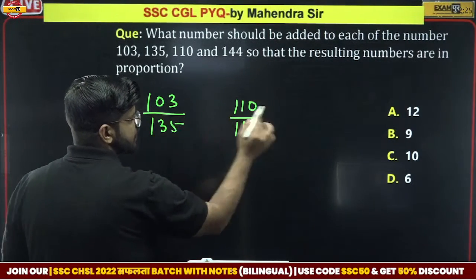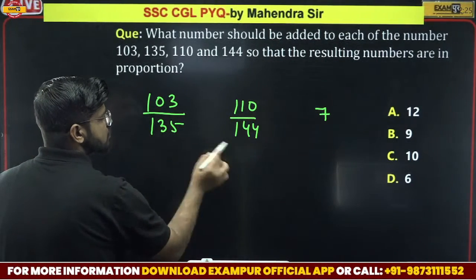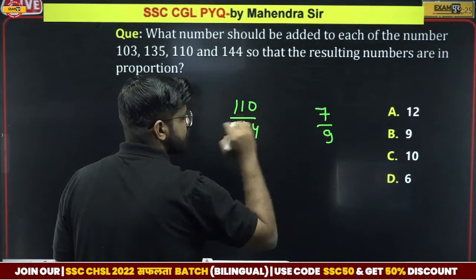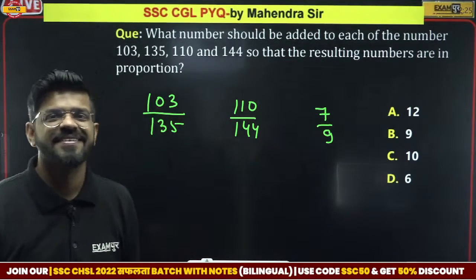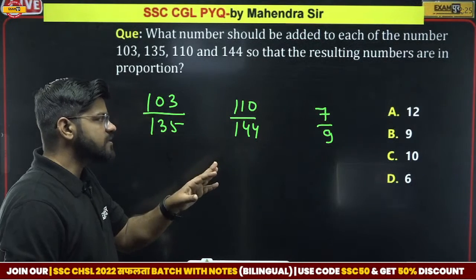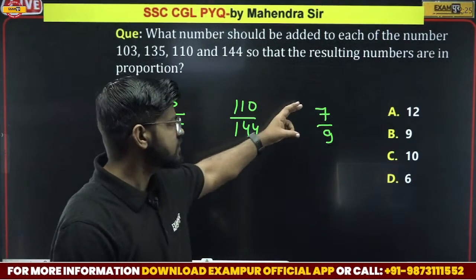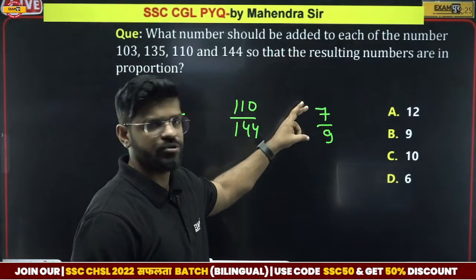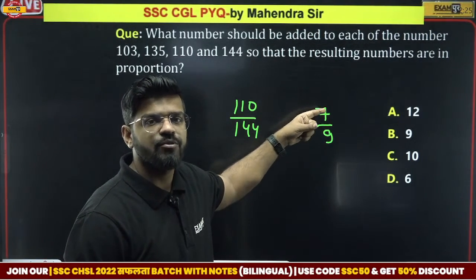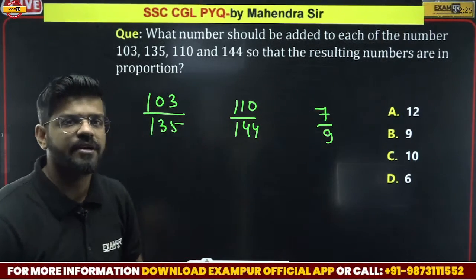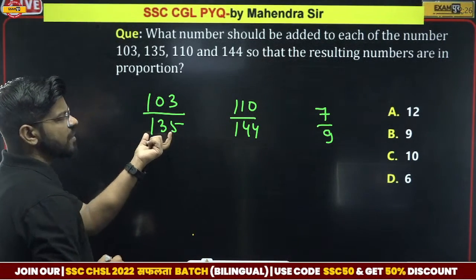What is the difference? The difference is 7. Take the difference of these two. The difference is nothing but 9. The difference is 9. Clear? Superb. So whatever the proportionality is, that proportionality will give you 7 or a multiple of 7 in the numerator, and 9 or a multiple of 9 in the denominator. So we can easily see that this is a multiple of 9.